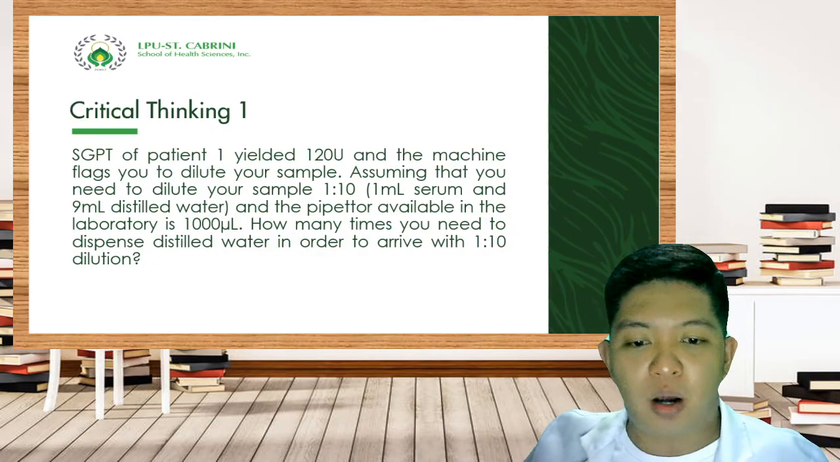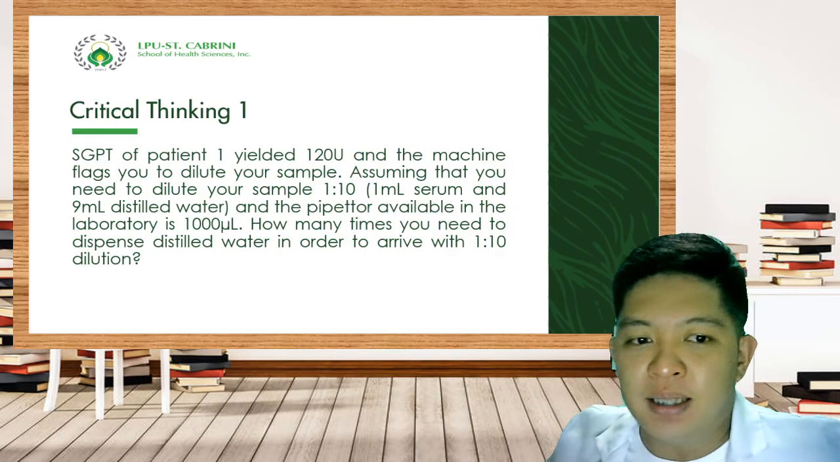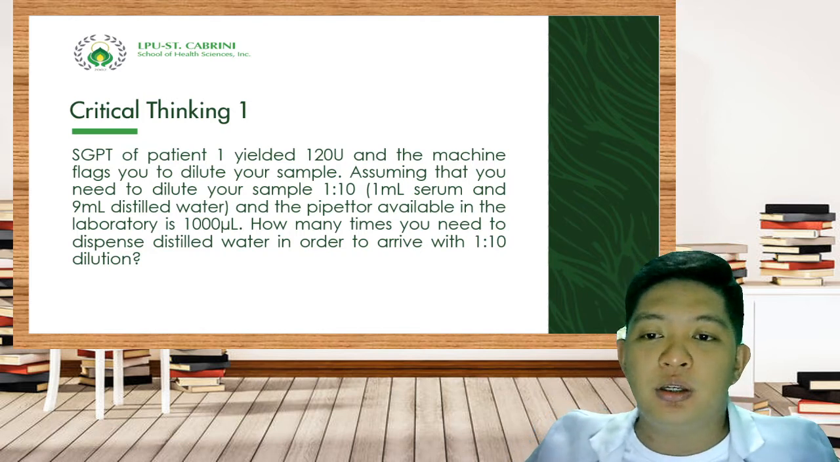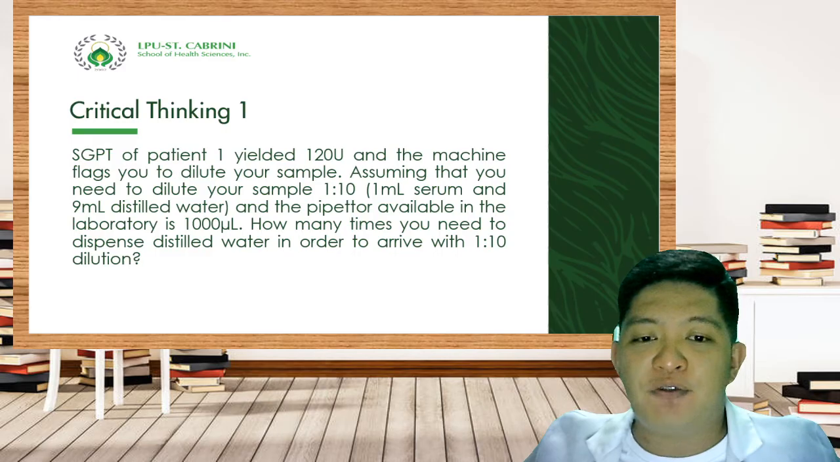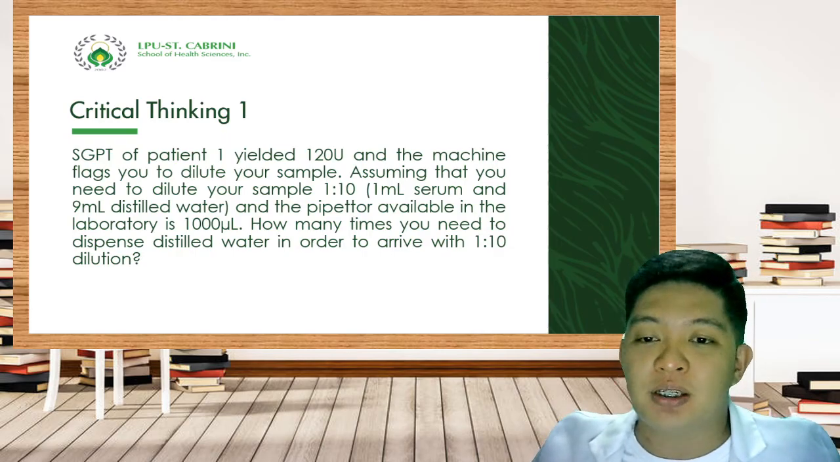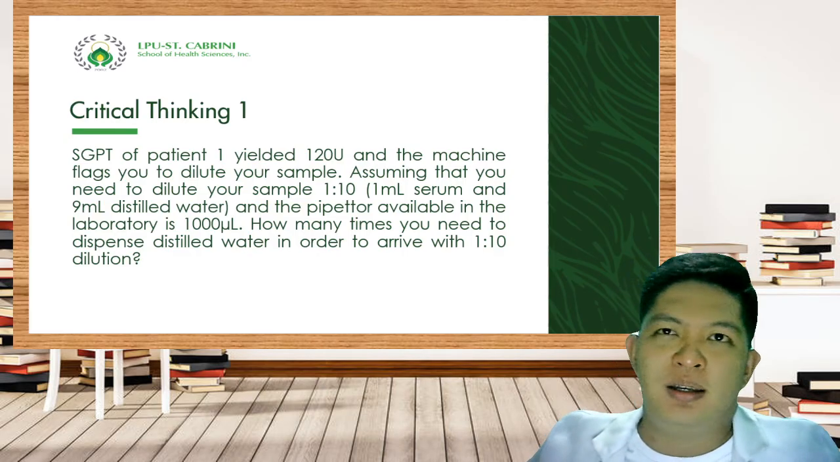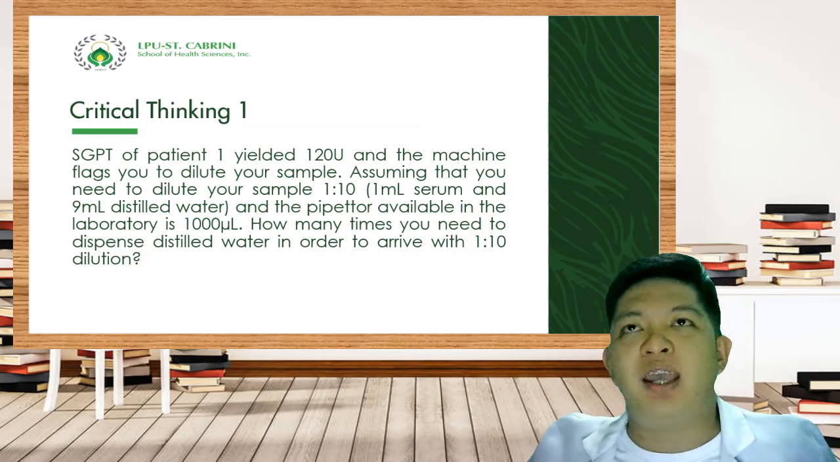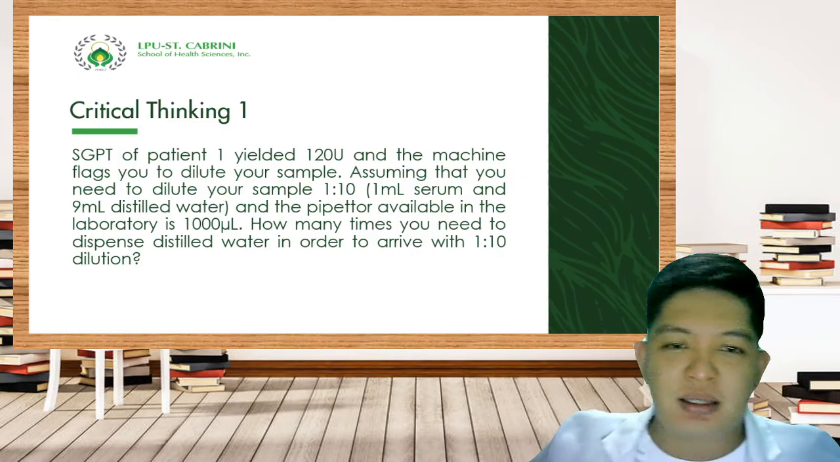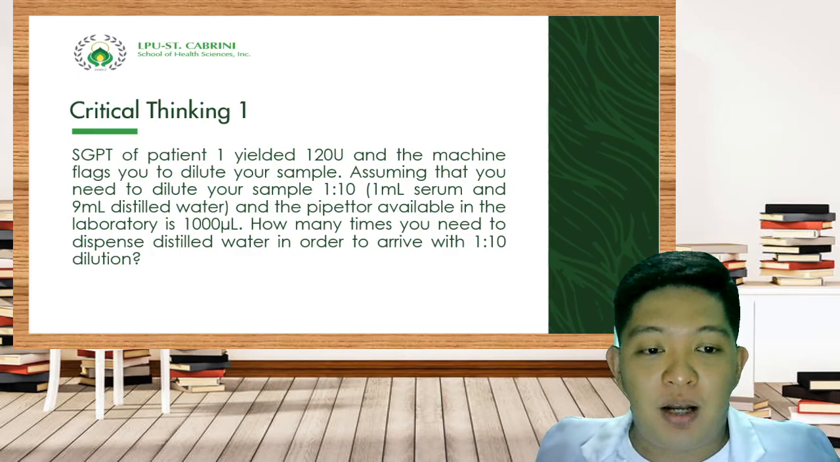Okay, going back to our problem. Ano yung sabi? SGPT of patient 1 yielded 120 units. And the machine flags you to dilute the sample. Yan. Medyo toxic si chemistry analyzer mo. Ipa-dilute mo sa'yo. And you have to dilute your sample 1:10. So easy. 1:10. Ibig sabihin, 1 part of your solute plus 9 parts of your solvent. Okay? So you need 1 ml of your serum and 9 ml of distilled water.